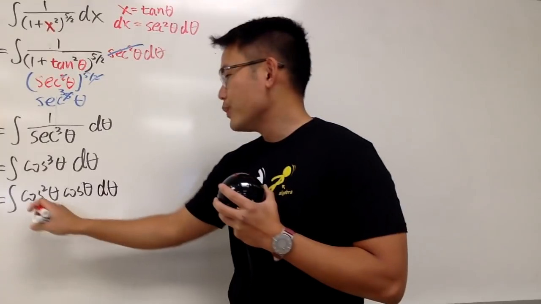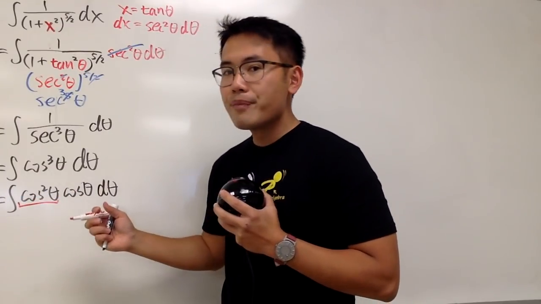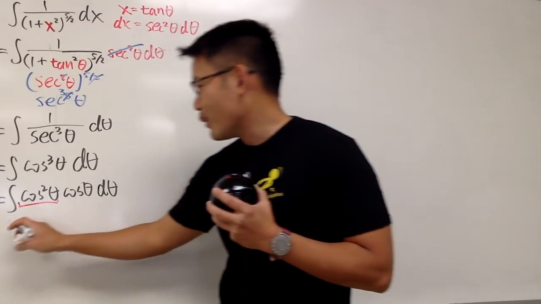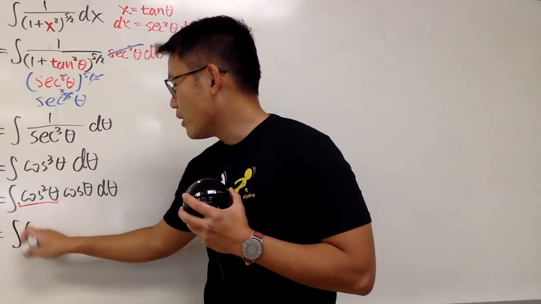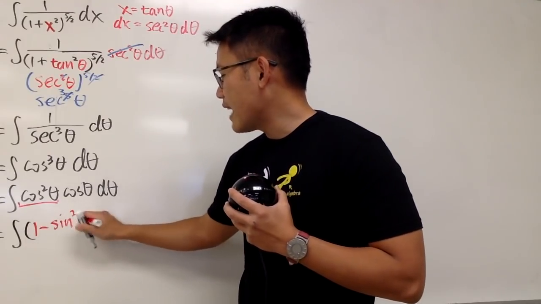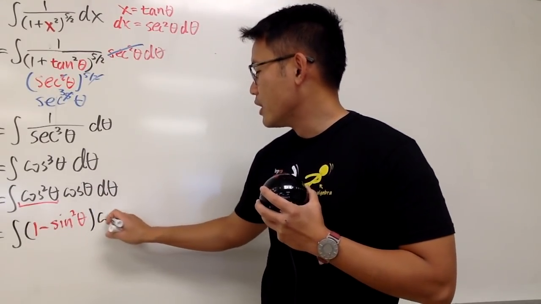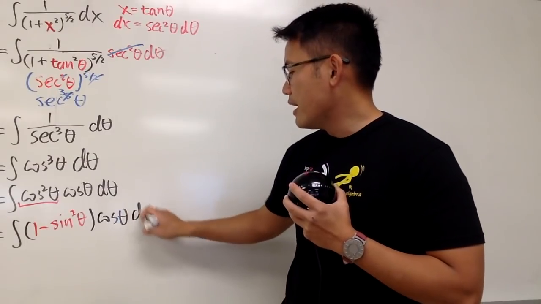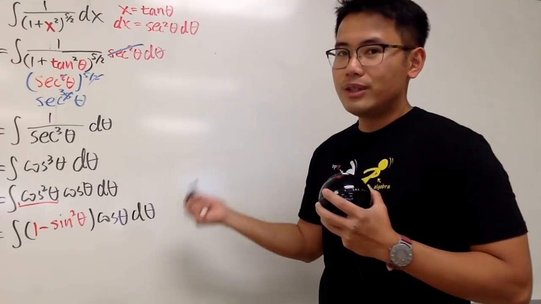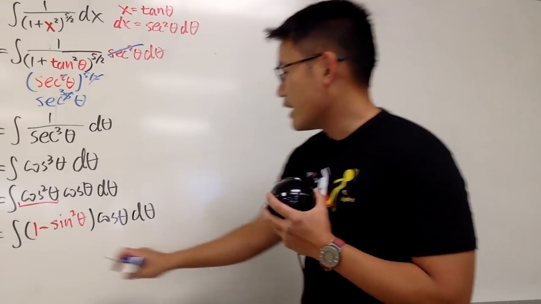And now, we know cosine squared theta can be nicely changed into 1 minus sine squared theta. So, this is just the integral of 1 minus sine squared theta, and then you multiply by the cosine theta here, and then the d theta here. And from here, we can just do a little u sub. So let me put this down right here for you guys.